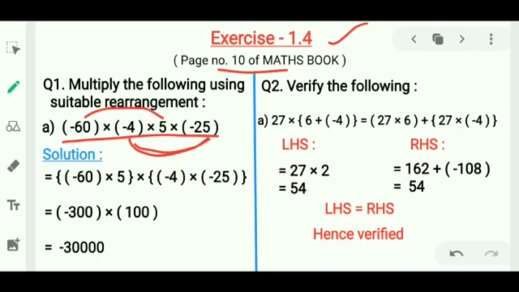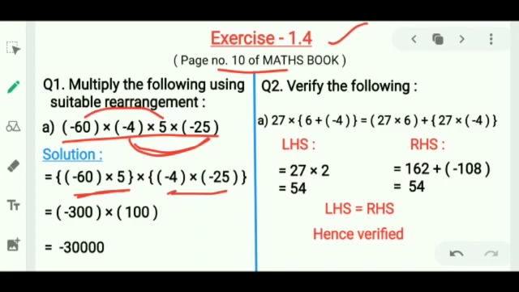I write here the group of minus 60 multiplied by 5, and minus 4 multiplied by minus 25. We can take any of the groups, the answer will remain the same, because the associative property says if we change the grouping, the answer will remain the same. So you can multiply by taking other groups, but I will take the group of minus 60 and 5 and minus 4 and minus 25.